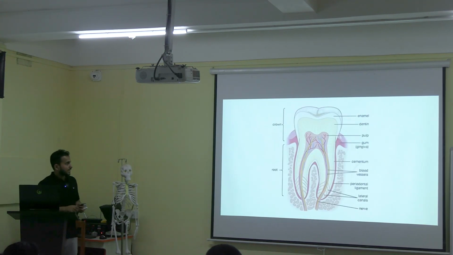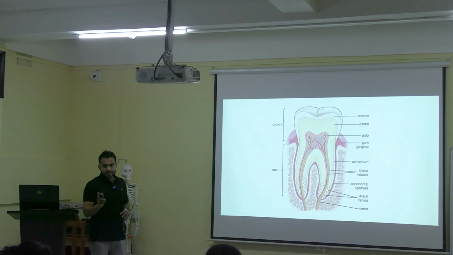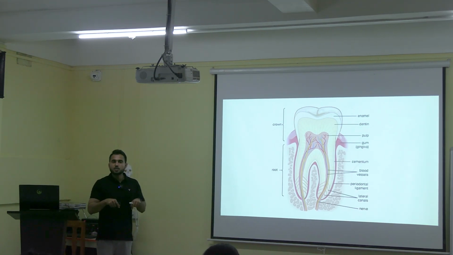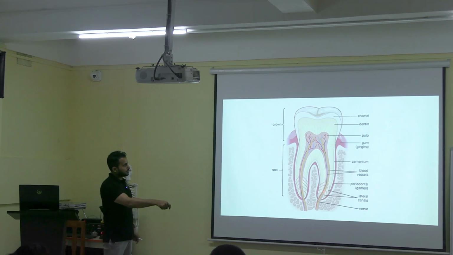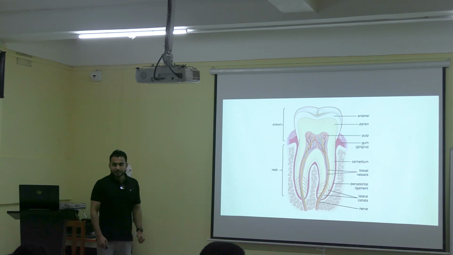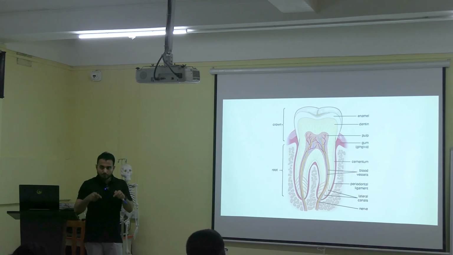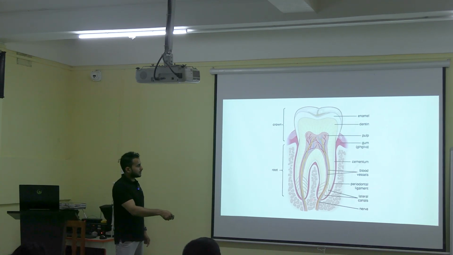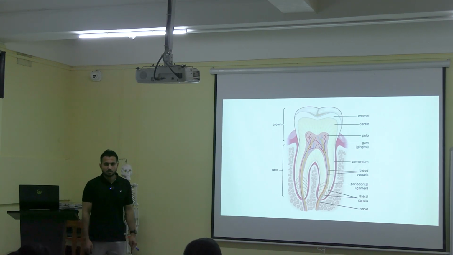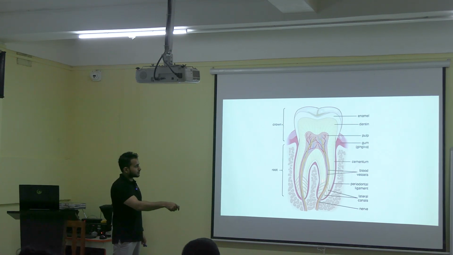Now here you can see the diagram. In some cases multiple roots are there, or you can say multiple attachments are there. There are some teeth where one attachment, one root is there, and some other teeth where multiple attachments are there. So if there are multiple attachments, multiple apical foramina will be there, through which the blood vessels and nerves will enter.